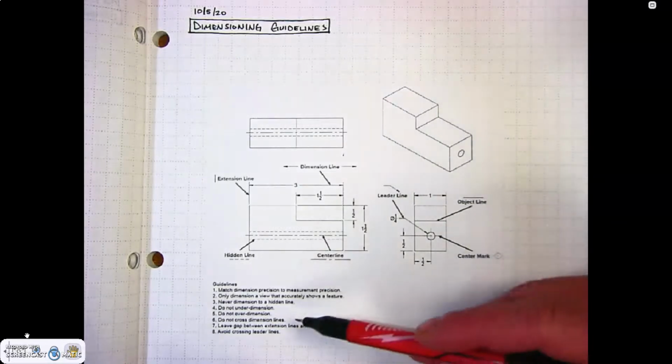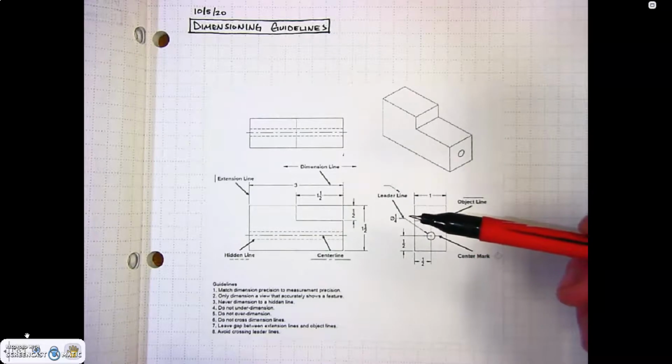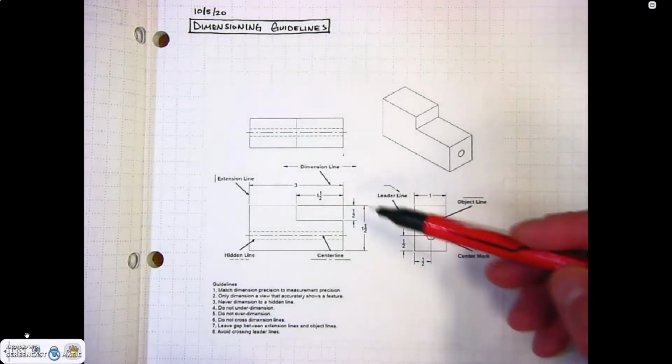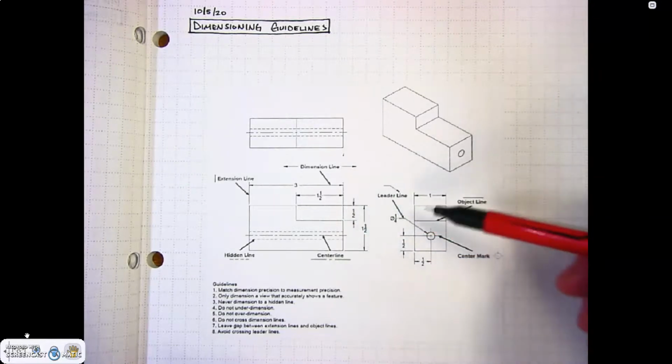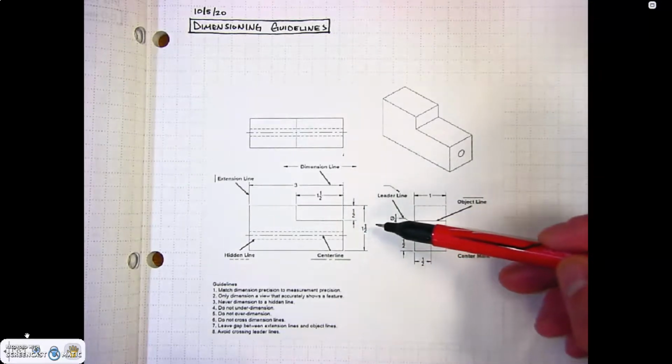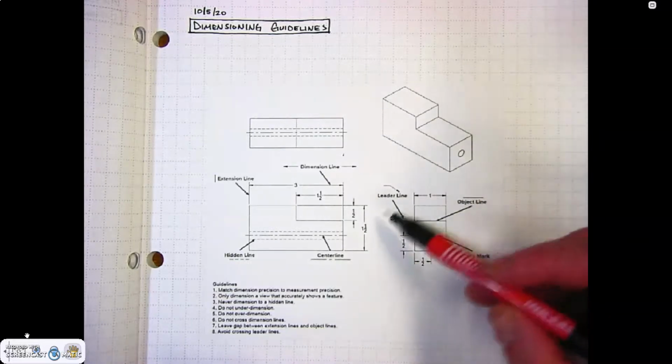Next, it says do not cross dimension lines. So whenever we have a dimension line, this line right here, we want to avoid crossing those with other dimension lines. And so we want to make sure that our dimension lines don't cross each other.